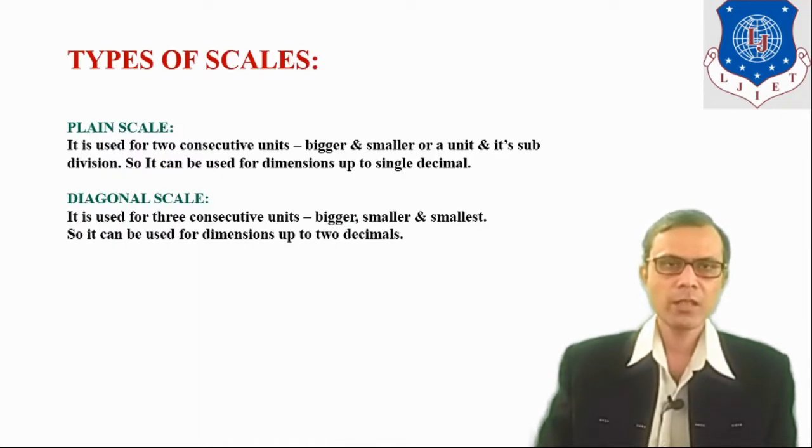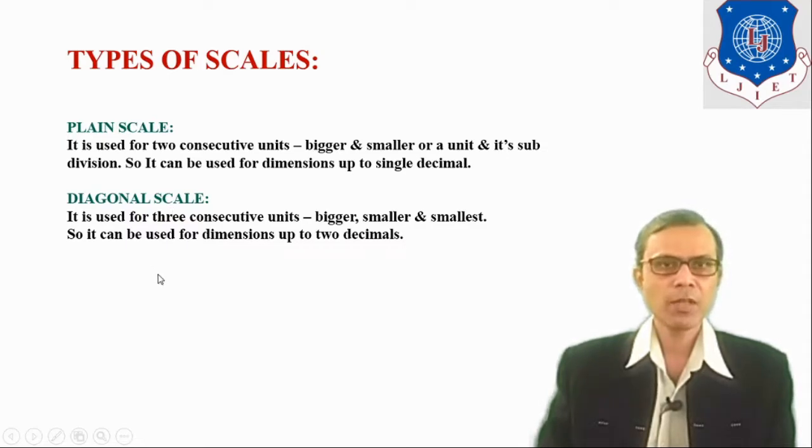In this session, we are going to discuss diagonal scale. We know that there are two types of this scale, plane scale and diagonal scale. Diagonal scale is used to show the relationship between three consecutive units. In these three units, one is the bigger unit, the second is the smaller unit, and the third one is the smallest unit.